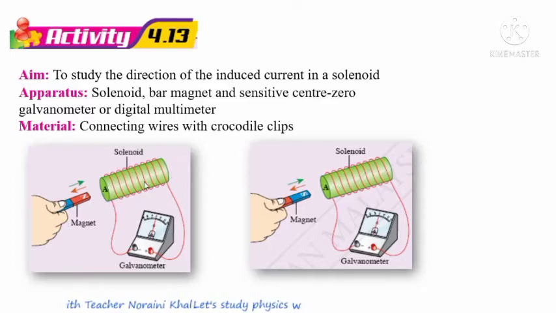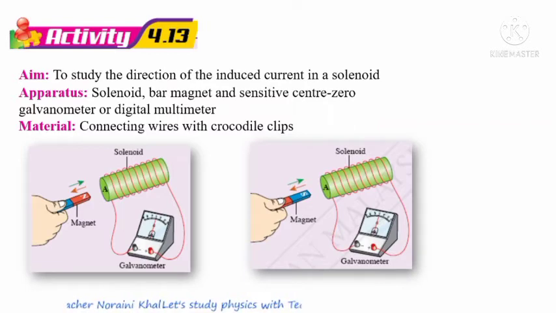So in which direction will the current flow in the solenoid? To determine the direction of current flow in the solenoid, we need to apply Lenz's law. According to Lenz's law, the direction of induced current in the solenoid always opposes the effect that produces the change in the magnetic flux.